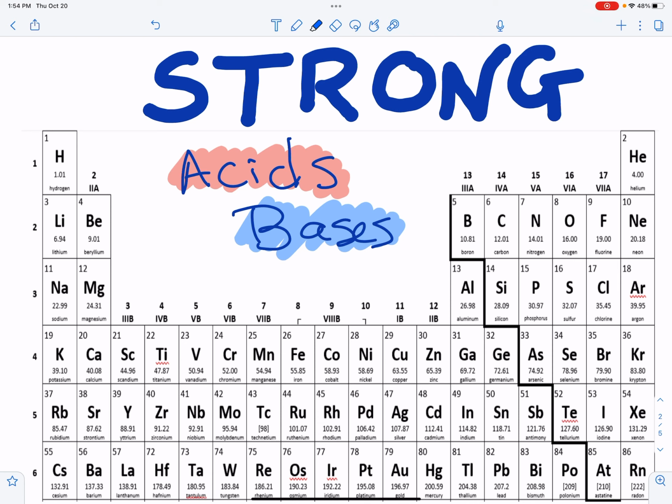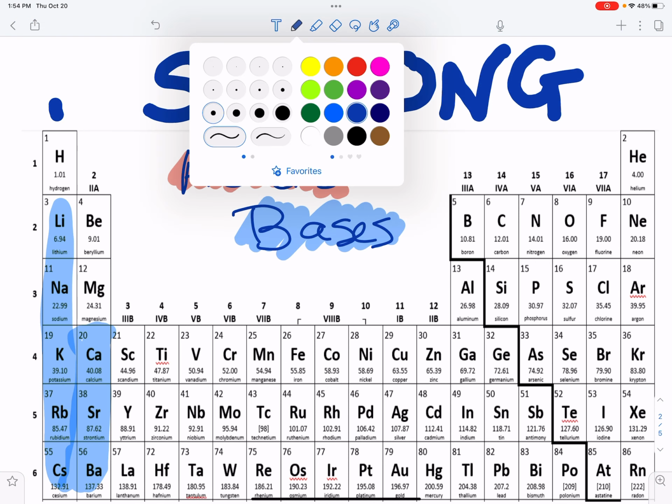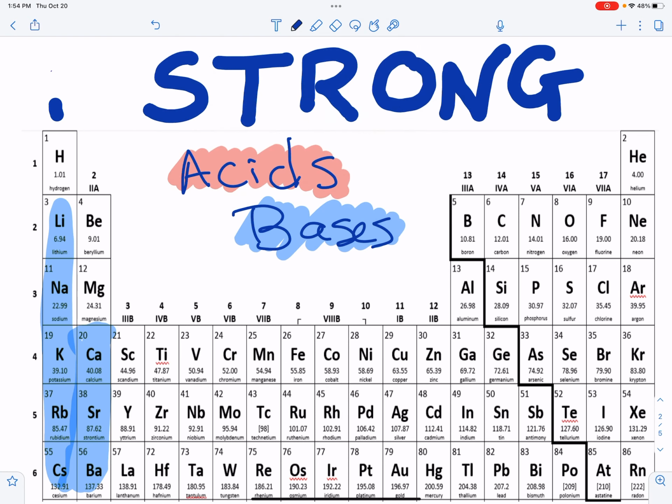Look at the left-hand side of the periodic chart. We're going to add OH to these elements right here. And then we're also going to add OH to these elements right here. Remember that this column is +1 and the other column is +2. And so when we add an OH, which is -1, we just need 1 right there to charge balance.